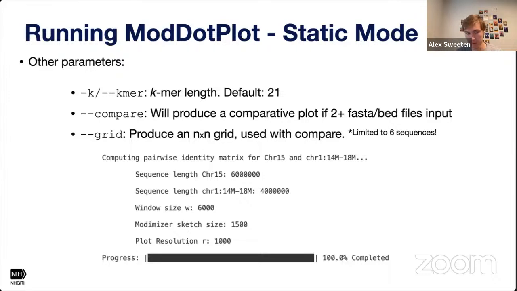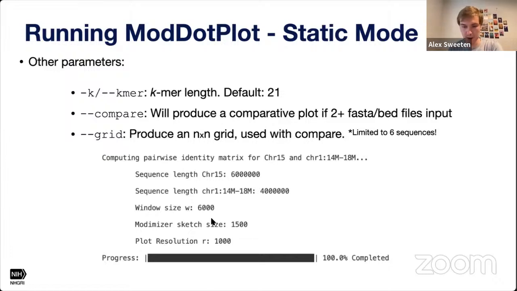Now, if you want to do a comparative plot, you can use the compare flag. This will produce a comparative plot if you have 2 or more FASTA or BED files input into your sequence. If you want to produce that nice looking grid I showed earlier, you can use the grid flag to do that as well. Although this tends to be a bit of information overload, so we limit it to 6 sequences if you're using the grid function. And this is what the command line will look like when you run on a pairwise sequences. You have sequence 1, which is 6 megabase pairs, sequence 2, which is 4 megabase pairs. Your window size is going to be based on whatever sequence is larger and produce a plot of the adequate resolution.